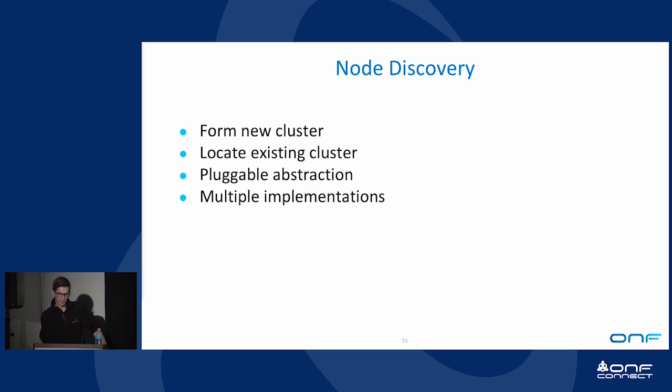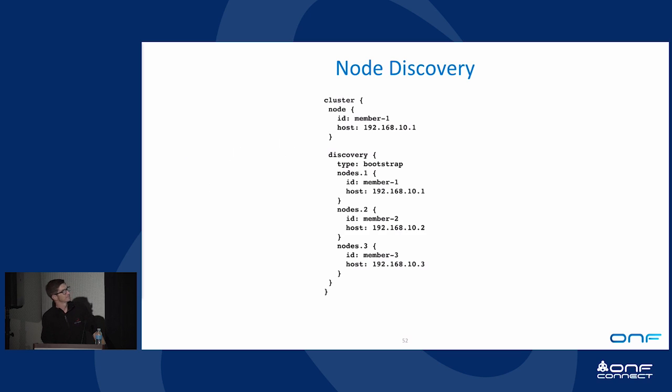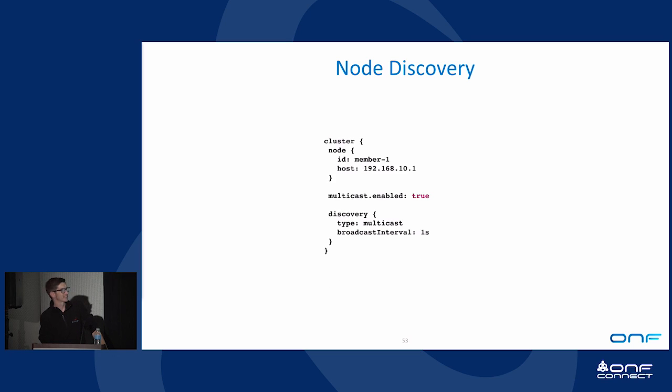And this is a pluggable abstraction. There are different mechanisms that you can use, and this is what makes Atomix able to adapt to different environments. For example, the bootstrap discovery protocol basically just lists a set of nodes and says, hey, join this existing cluster if you know the node information. Another alternative is multicast. You can use a multicast discovery protocol, which listens on a multicast group for some nodes broadcasting their connection information to the group.